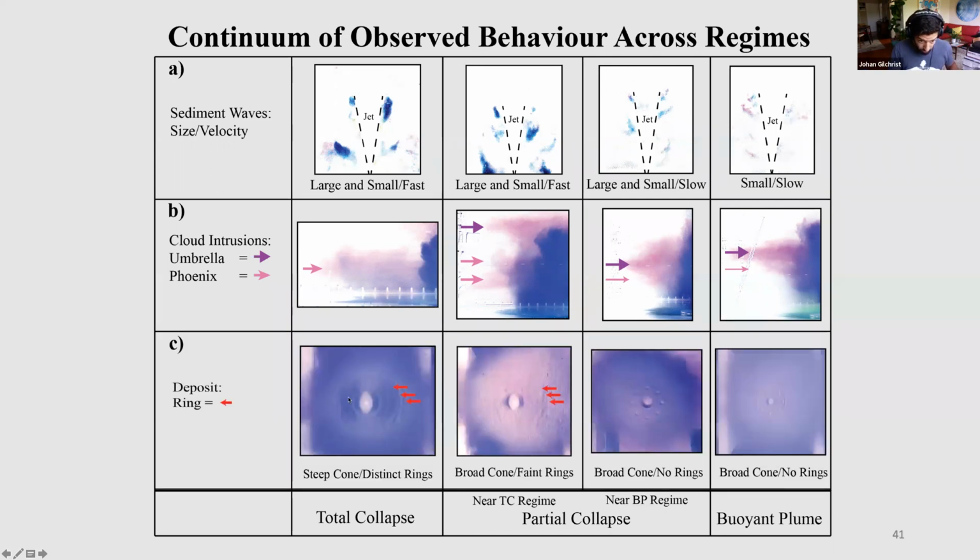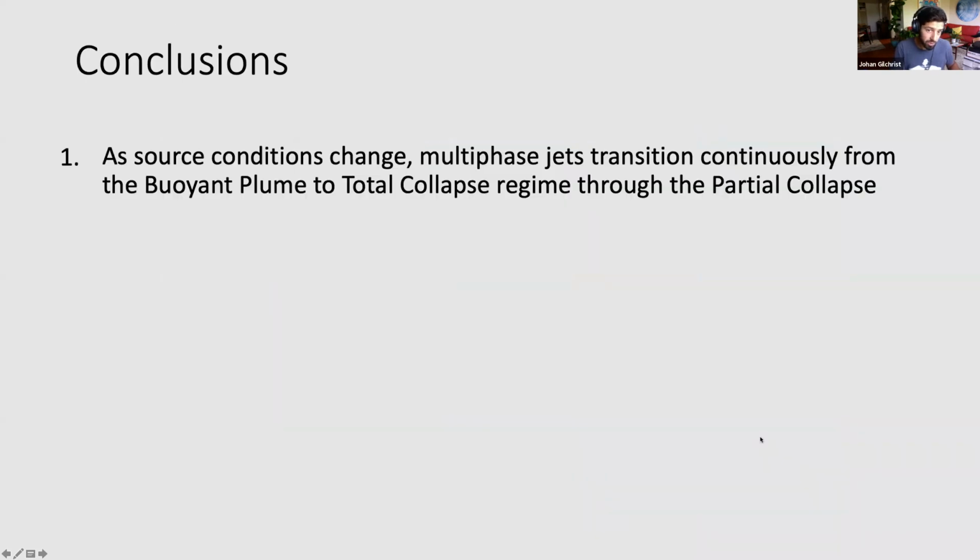Now, for the deposit, we see axisymmetric and regularly spaced terraces in the total collapse regime, but these become more faint as we move source conditions to the partial collapse and Buoyant Plume regimes. So some conclusions from these observations of our experiments is that as the source conditions change, our multi-phase jets seem to transition continuously in their behavior from the Buoyant Plume to total collapse regime through the partial collapse regime, as suggested by DeMuro et al. for the Kilauea eruption.